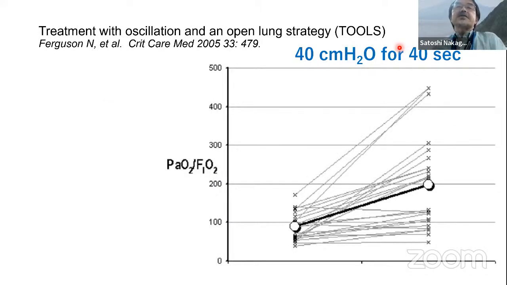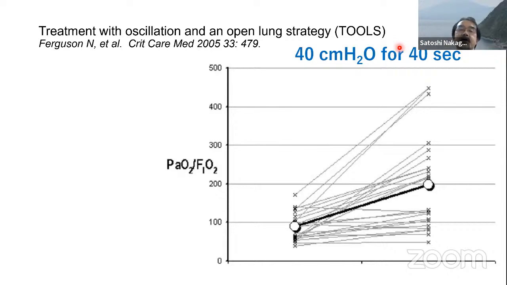This data was taken from the paper by Dr. Neil Ferguson. He did the recruitment maneuver with high frequency oscillation in the adult patient, and they applied 40 centimeters of mean pressure for 40 seconds, the so-called 40-40 technique, on the very severe ARDS patient. By this technique, the average PaO2/FiO2 improved from the 100 range to the 200 range.